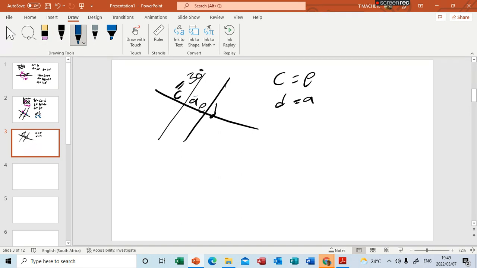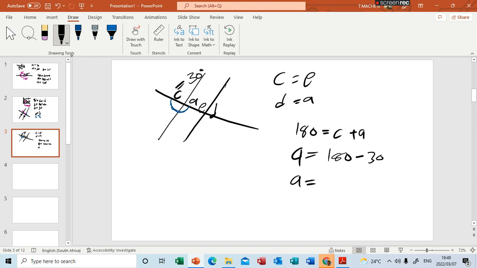this A, you need to know that it's a straight line. This thing, it's a straight line. So a straight line adds up to 180. So you're gonna say 180 is equal to C plus A, where C is equal to 30. So A is equal to, you're looking for A, 180 minus C, which is 30. Then you can find your answer there, which is 150.